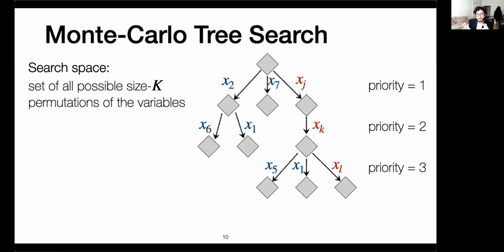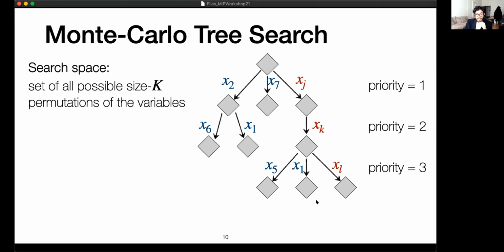The tree that we're going to search over represents the search space, which is the set of all possible size k permutations of the variables. And again, k here is very small. The depth of the nodes refers to the priority we give to branching on a given variable. So variables at level 1, for example xj here, will have higher priority than xk, which in turn will have higher priority than xl, and so on and so forth.